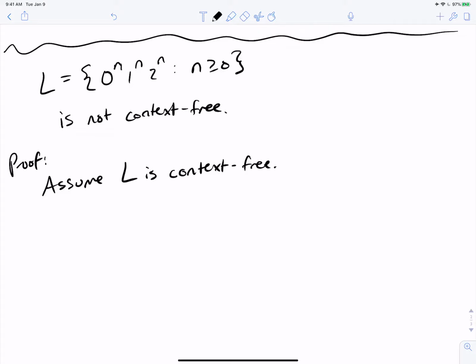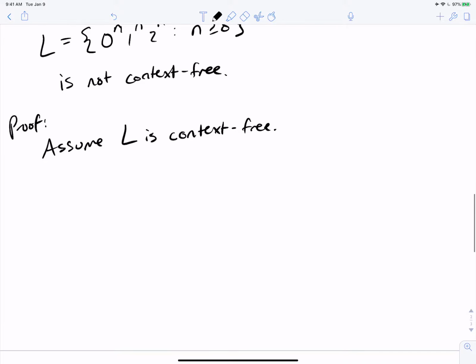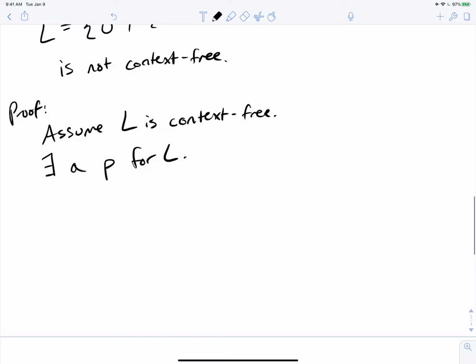Then there exists a pumping constant P. So I'm going to shorthand that. There exists a P for L. You should write there exists a pumping constant P for L in English, but I'm shorthanding it, because this is not the important part. The important part is how do you actually pump out of the language? Because it's going to be more complicated than the regular language case. Okay, so once we have this constant P, what do we do after that?